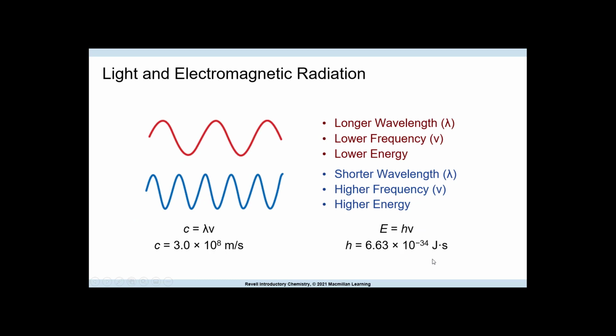Okay, so let's go over something again here. If you have the red wave, longer, it is less oscillations, which means it takes longer to go through because the waves are bigger. Longer wavelength, lower frequency, lower energy. Those are the 3 things that go with a bigger wave. A blue wave that is like a tight curl is a shorter wavelength, a higher frequency, and higher energy.